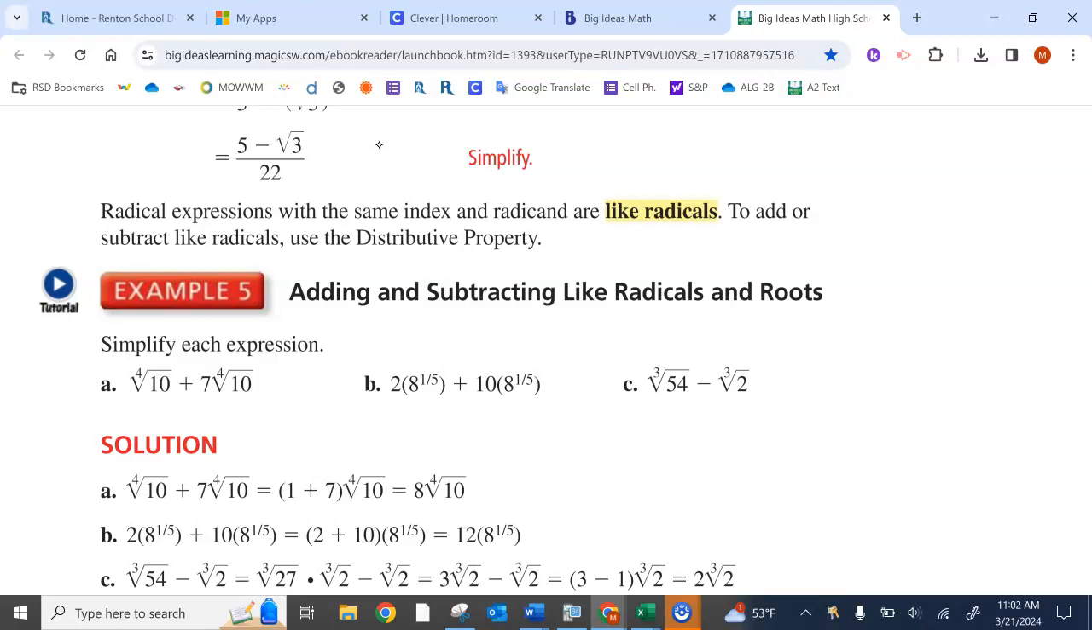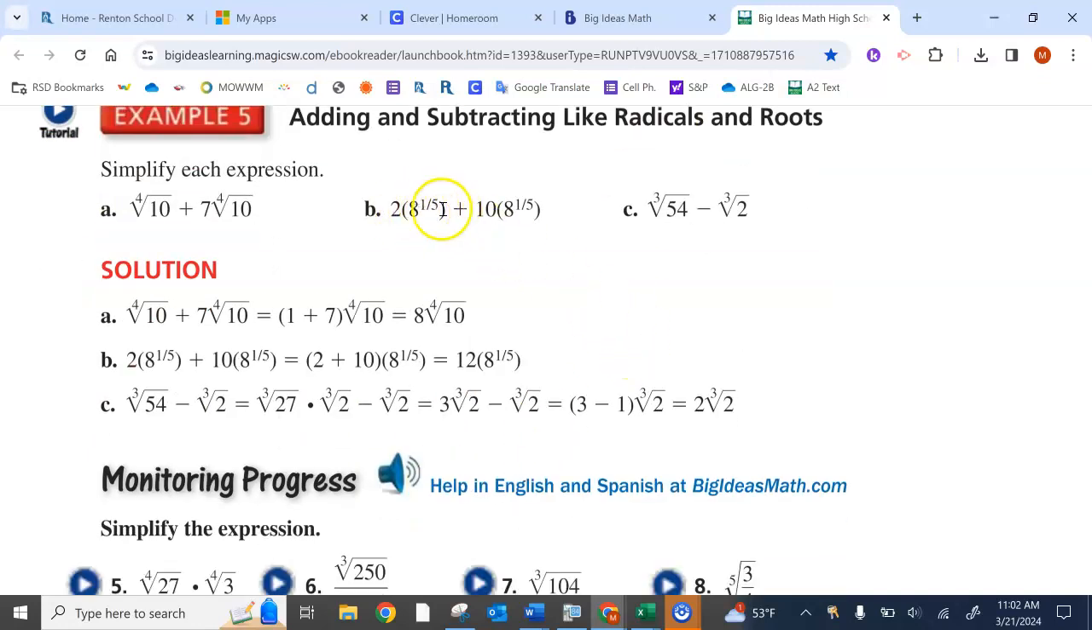Here we see they're the same because they have the same information, that root 10 to the fourth root. In a sense, those are like the x's. You have one of these, with no number in front, which implies one, plus 7 of these, which gets you 1 plus 7, or 8 of those. Same thing with the rational exponent. You've got 2 of these, 8 to the 1/5, and 10 of those. Together, you add them up and get 12 of those.